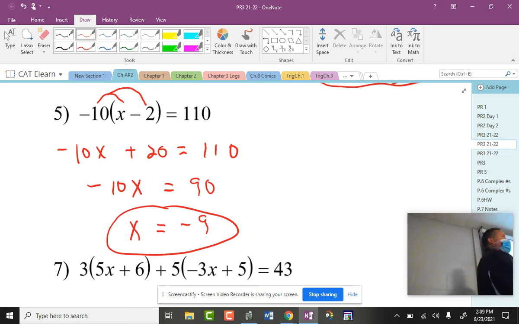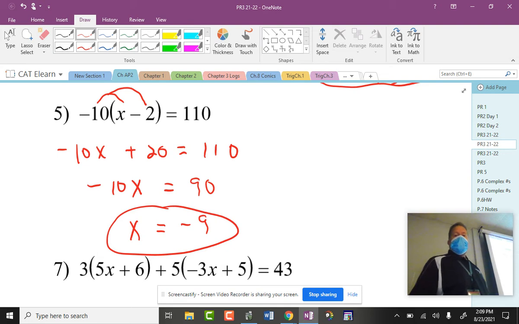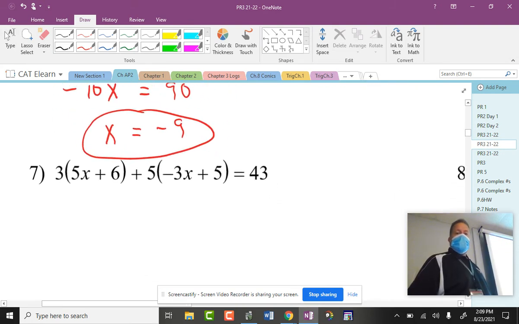And I do want to bore you with this. -9 minus 2 is -11. -11 times -10 is 110. So that's why that's a solution. It made this equation balanced and true. And that's what we need to understand as far as that is concerned.